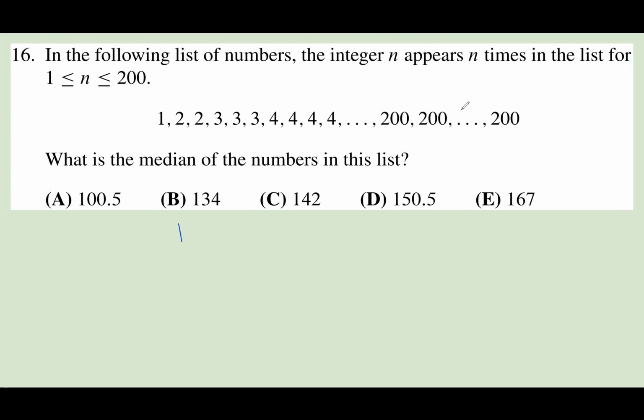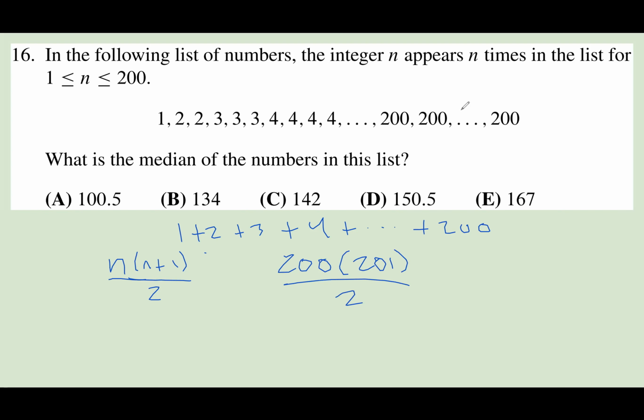So basically we have to do 1 plus 2 plus 3 plus 4 plus ... plus 200, right? But again, from my previous video, I explained that summing the integers from 1 to n is n times n plus 1 divided by 2, right? So in this case, it would be 200 times 201 over 2, which is 100 times 201, or 20100, right? So there are 20,100 numbers.